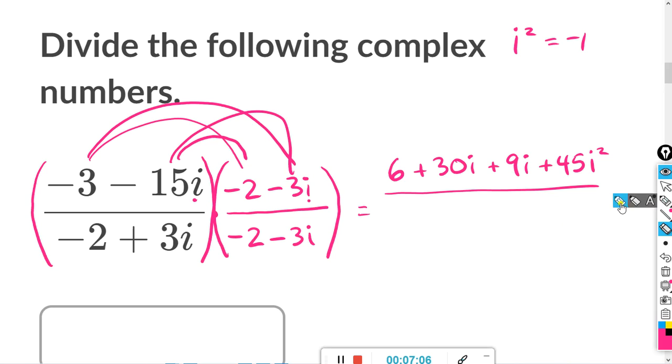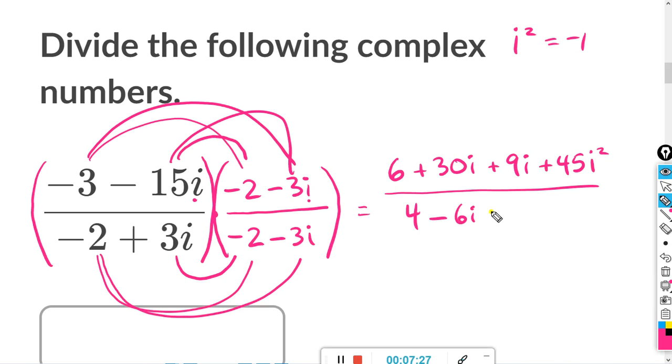And now in the denominator, the inner outer term should drop out. Okay, -2 times -2 is +4. The inner is 3i times -2, that's -6i. The outer is -2 times -3i, that's +6i. And the last is 3i times -3i. 3 times -3 is -9. And then i times i is i squared.